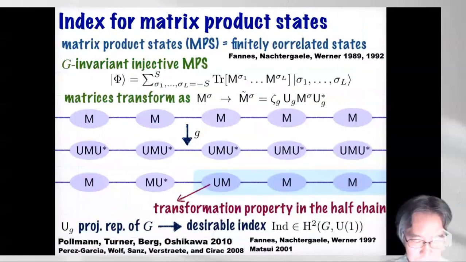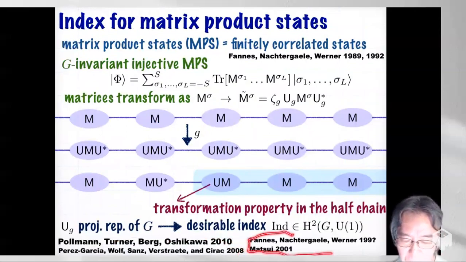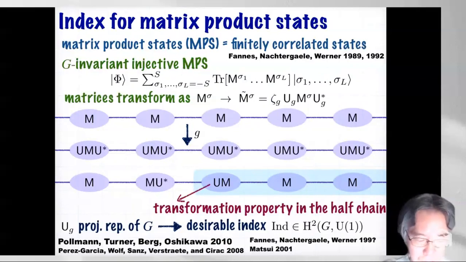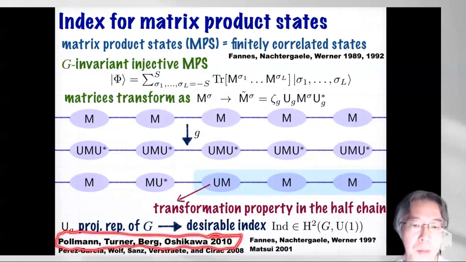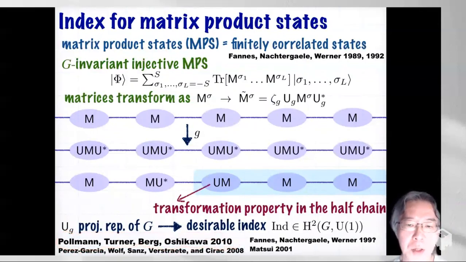Okay, so that, as I said, is a work by Pollmann, Turner, Berg, and Oshikawa in 2010, but there is a very closely related work in 2008. And also in the math community, they were looking at something very similar, much earlier. But anyway, in the context of SPT, this Pollmann, Turner, Berg, Oshikawa paper is very, very important. And they computed these indices.